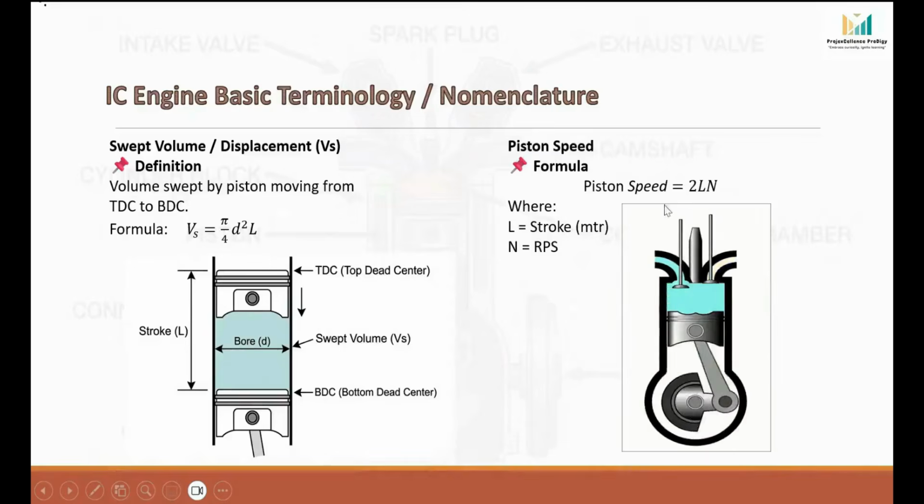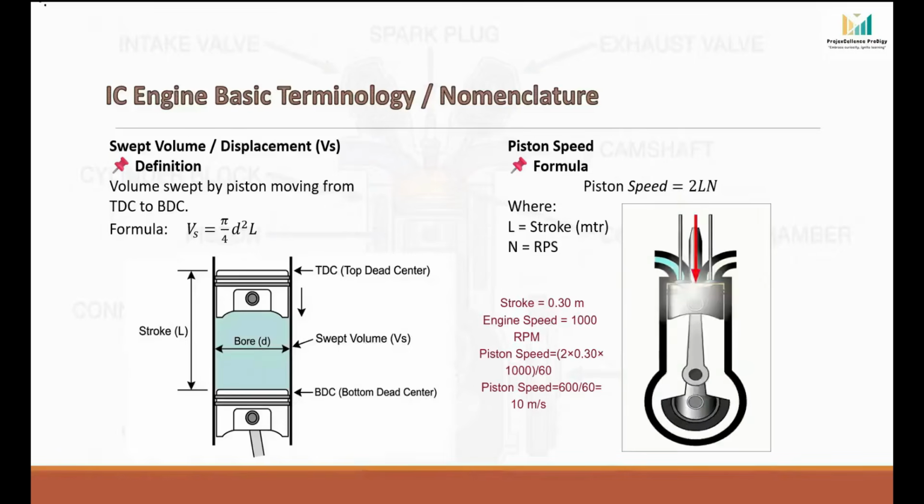Piston speed. Piston speed is the average linear speed at which the piston moves inside the cylinder. Since the piston keeps moving from TDC to BDC and then from BDC back to TDC, its motion is reciprocating. So piston speed tells us how fast the piston is traveling up and down inside the cylinder. We can calculate the mean piston speed with the formula 2 into L into N, where L is stroke in meter and N is revolution per second.